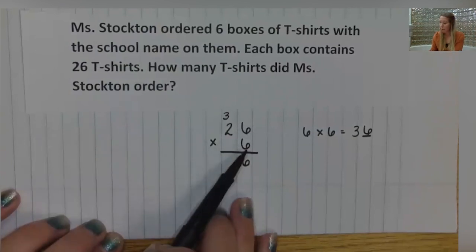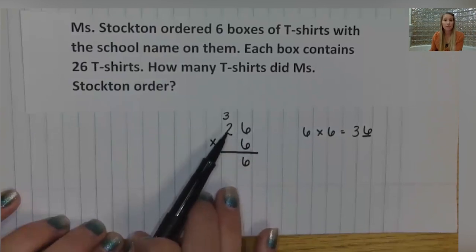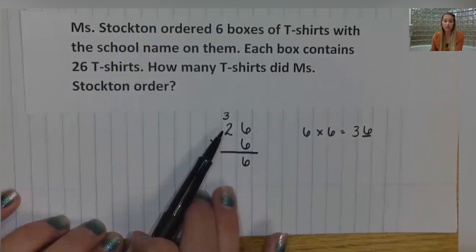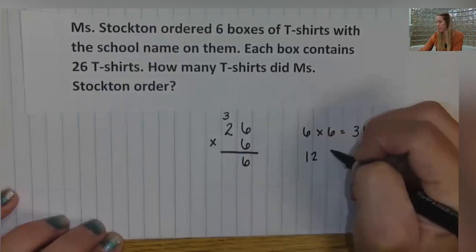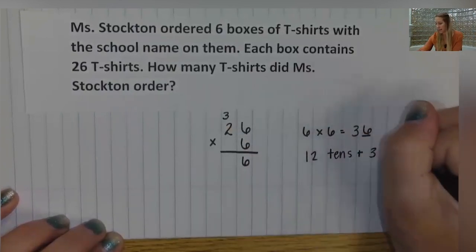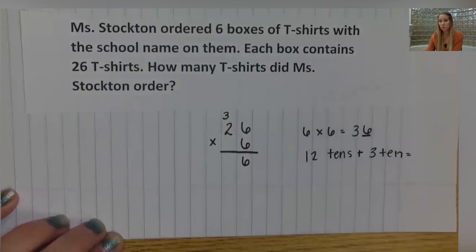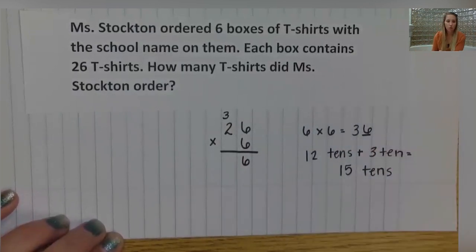That's right. Now my 6 needs to visit the tens place. 6 times 2 tens is what? Yes, 12 tens. We had 12 tens plus the 3 tens that I regrouped equals 15 tens. What is 15 tens equal to?